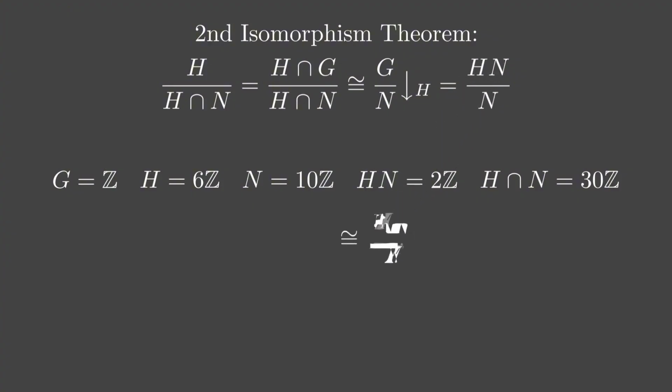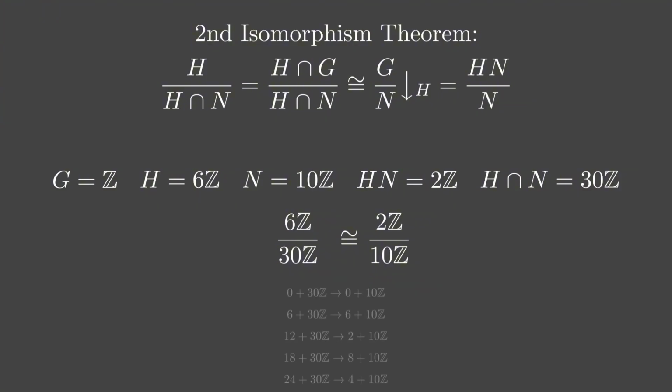HN quotiented by N is the even integers quotiented by multiples of 10, and H quotiented by H intersect N is multiples of 6 quotiented by multiples of 30. As we said earlier, even if one didn't have too much algebra knowledge, this result now is at least notationally plausible, looking like fractions. Notice that we didn't end up with the same group on both sides of the isomorphism either, but two different groups that are isomorphic.